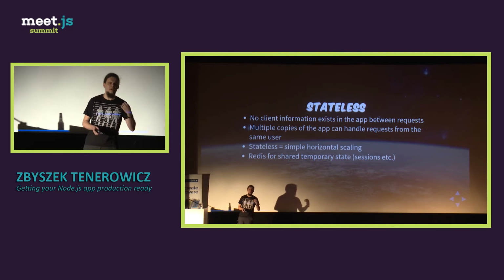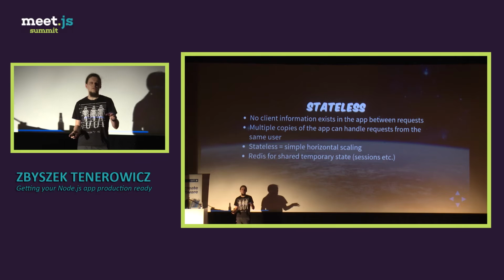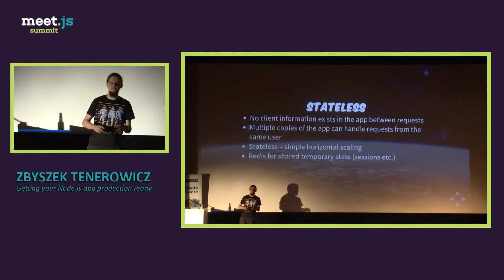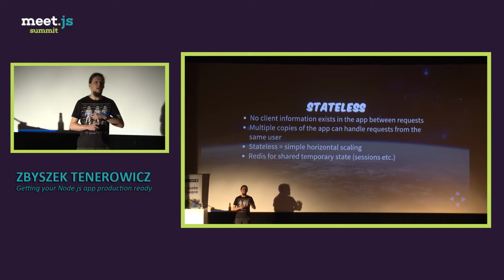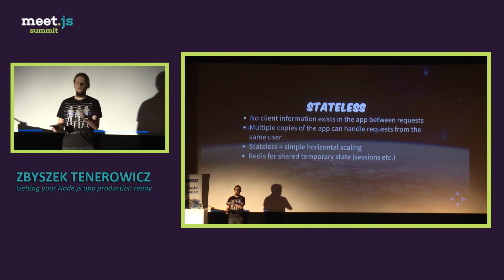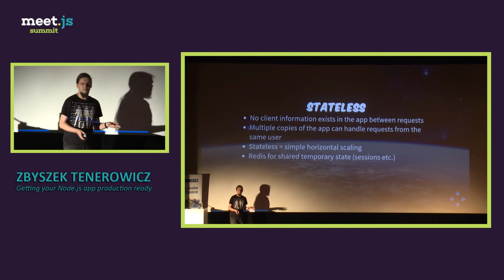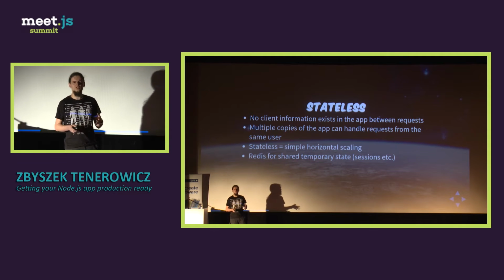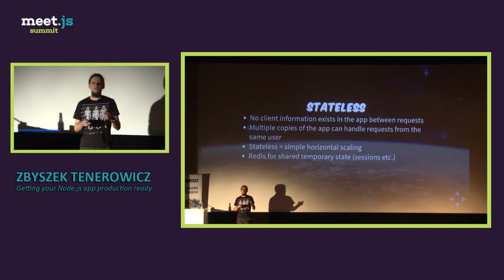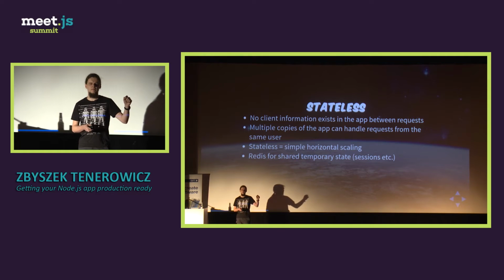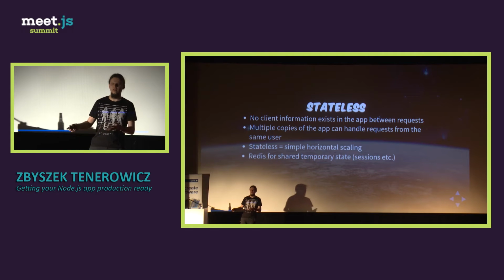So you can take multiple copies of your apps, run them across multiple cores, across multiple servers in different locations, and then randomly send every request from the user to a different machine, and it still works. How do you do it? You don't store anything in memory inside the app for longer than the time to handle one HTTP request. As simple as that. So how do I do sessions? How do I do storage?